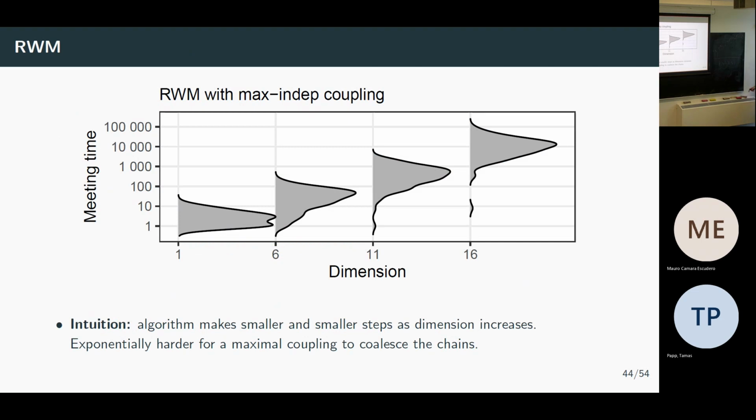Let's move to more vanilla, commonly used, I guess, Metropolized samplers. The random walk Metropolis, everyone's favorite.